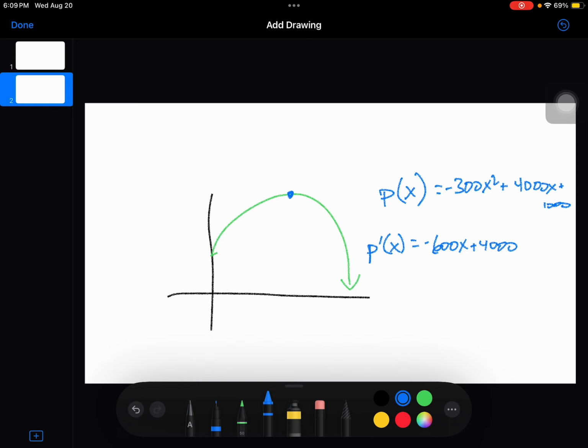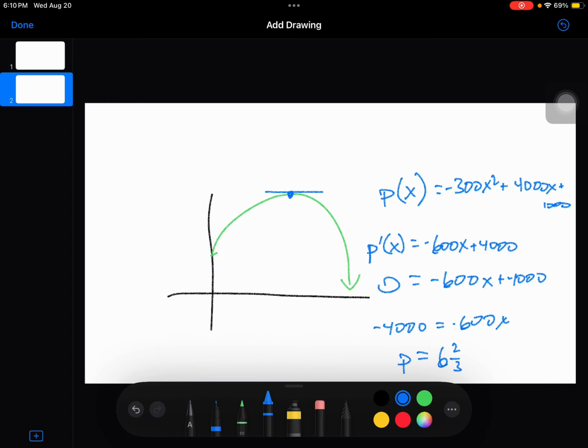And then we'll set it equal to 0 because we know that the slope is 0 at the vertex. So 0 is equal to negative 600x plus 4,000. Move that 4,000 over, you get negative 4,000 is equal to negative 600x. And so our number of units that we should produce in order to maximize profit is 4,000 divided by 600, which is going to give us 6 2/3. And so we're teeter-tottering between 6 and 7.